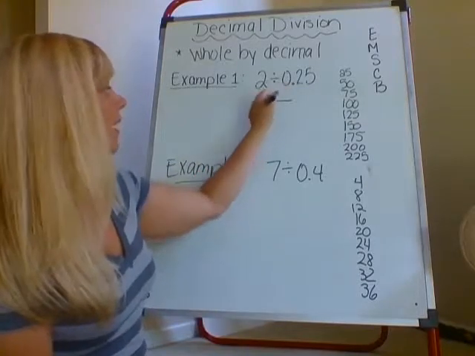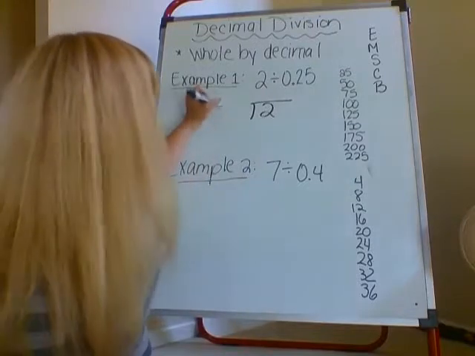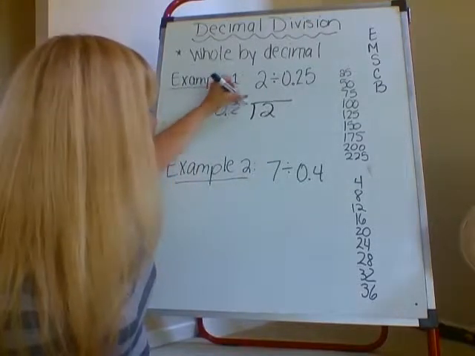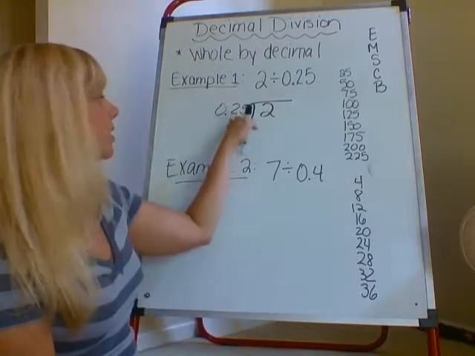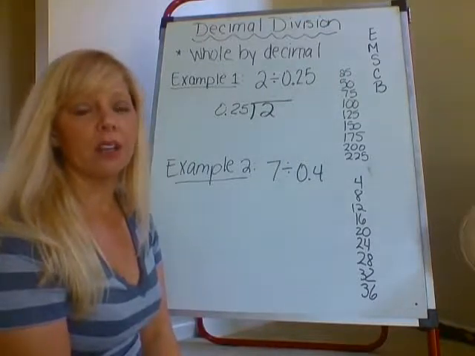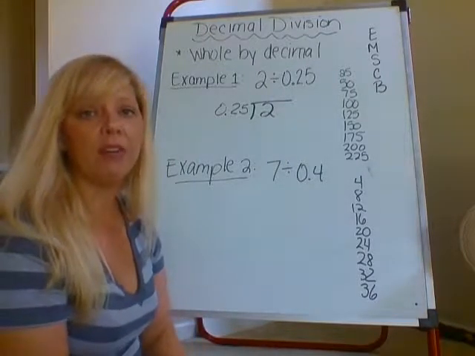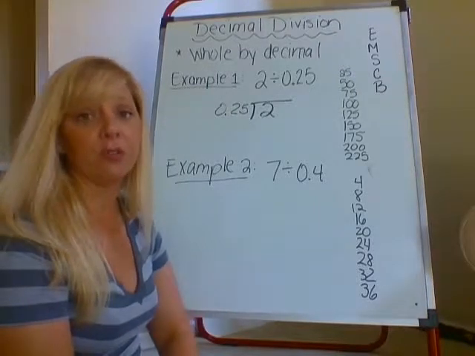So again, I'm going to put the 2 on the inside because that's my dividend. The divisor goes on the outside. Okay, so how am I going to get 8 whole? How am I going to get 25 into 2? Well, here's what we're going to have to worry about: our decimal. Again, remember, when we divide with decimals, we worry about the decimal point first, and then we do the division.